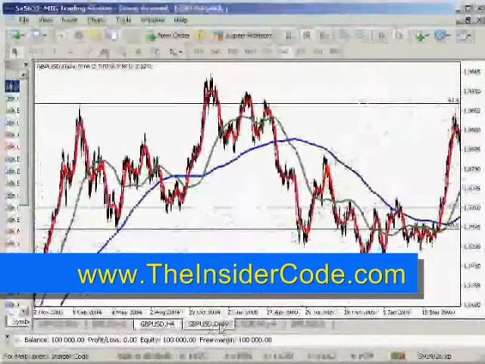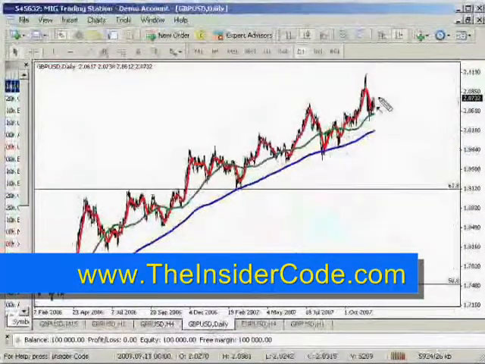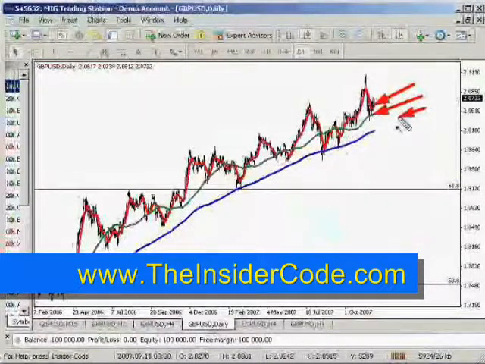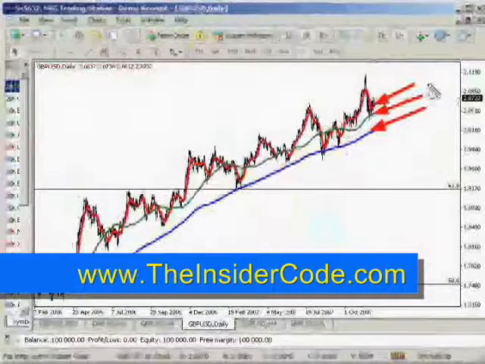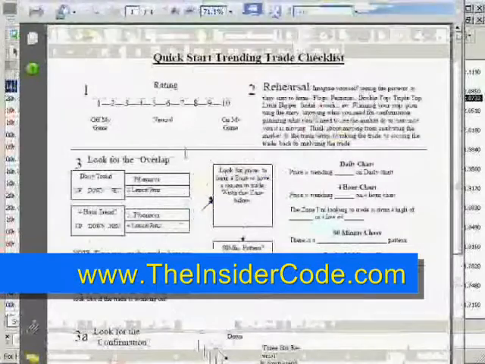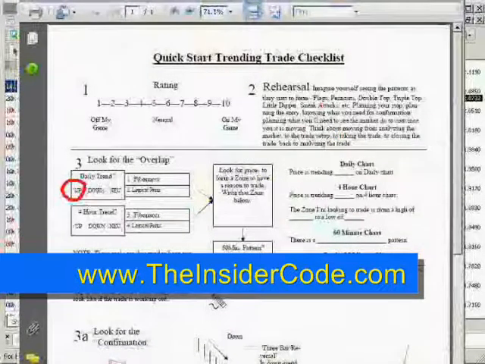So let's go back to our daily chart. How then do we identify the trend? Remember, if the red is on top of the green, which are both on top of the blue, we have the uptrend. So if we were following along, you'd want to circle on the daily uptrend.